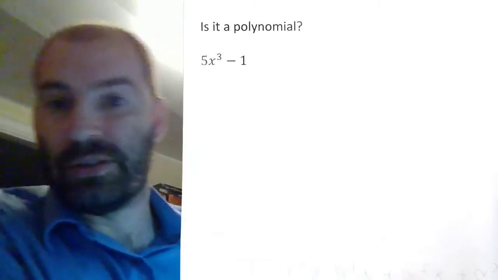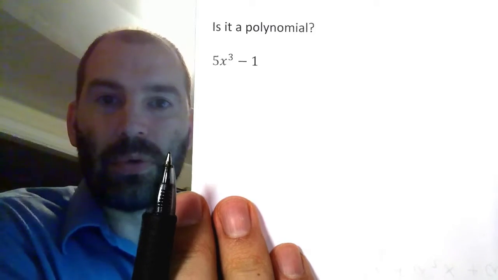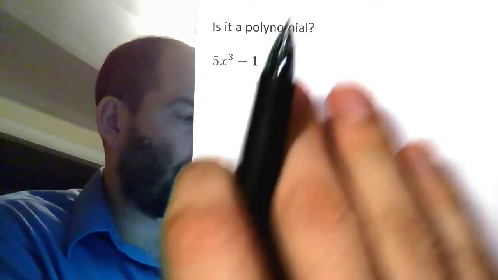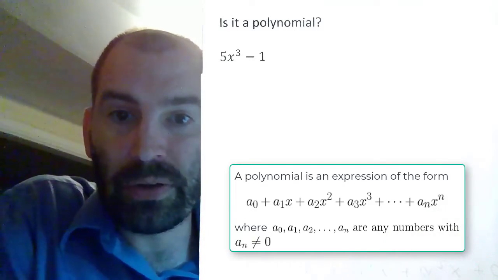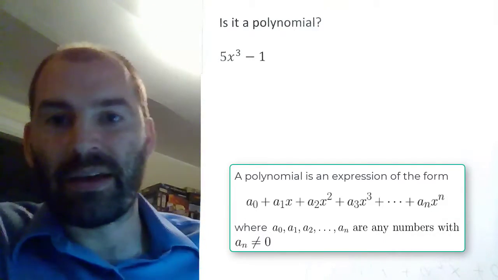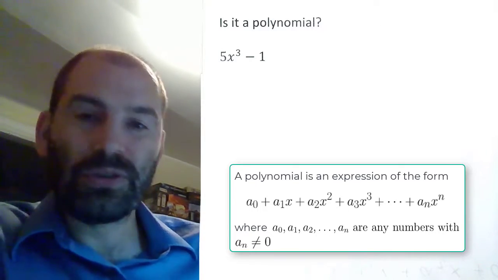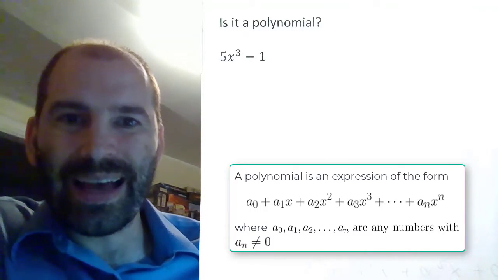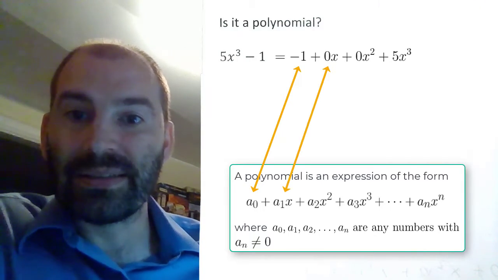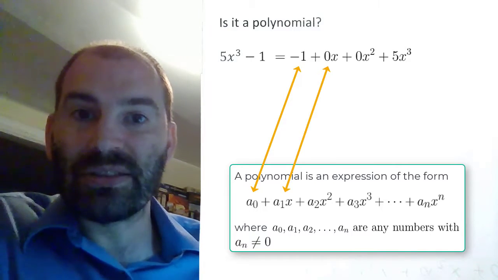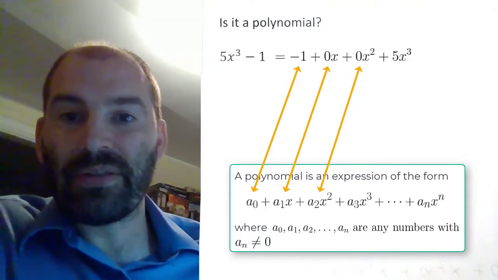All right, so let's just see if we can identify whether a function is a polynomial or not. All right, so I've got some examples here, and I've got to scoot over. So the question is, is this a polynomial? We have this expression. It's not immediately in the form that we said a polynomial has to be in, so let's see if we can get it into that form using a little bit of algebra. Well, you certainly can. I can rewrite this as -1 plus 0x plus 0x squared plus 5x cubed.